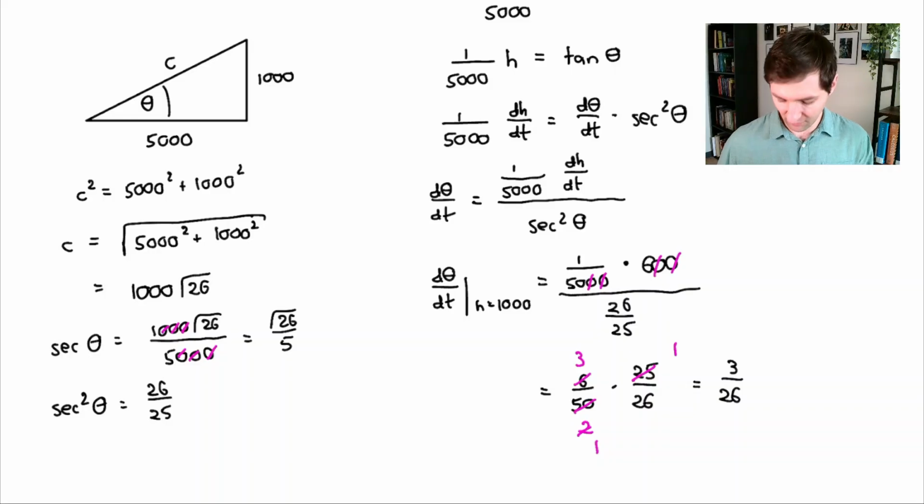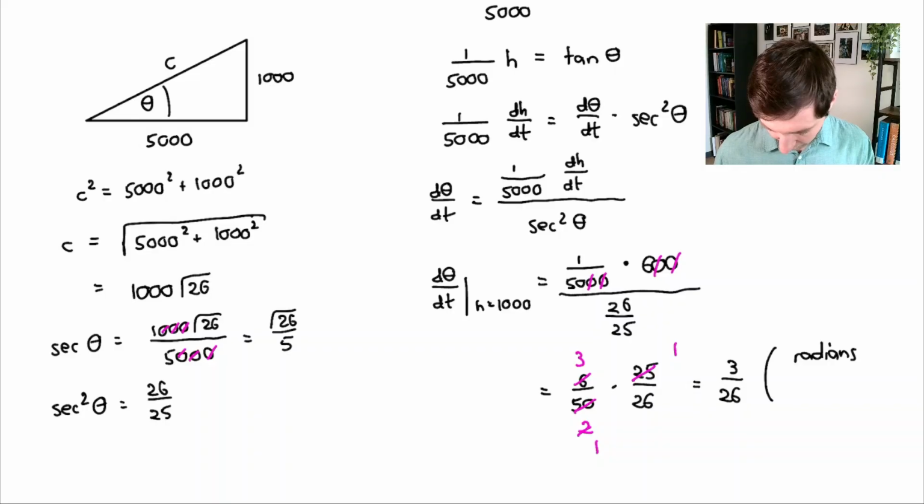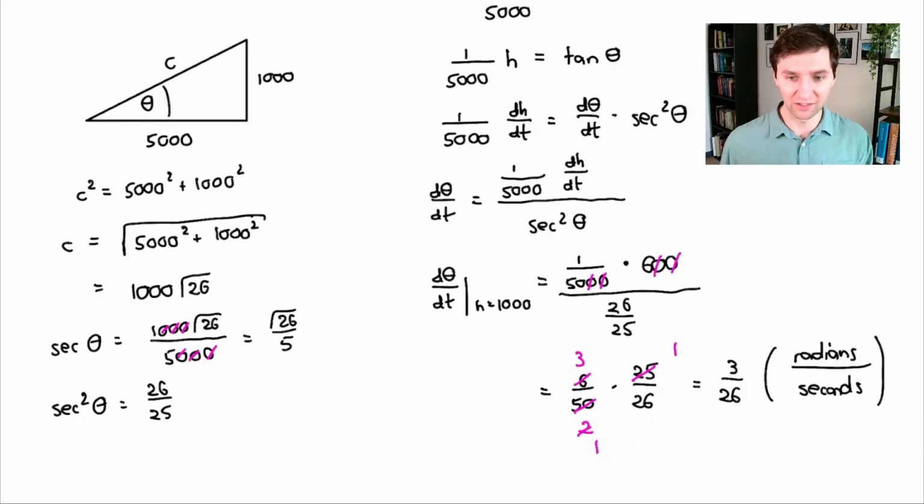The angle was measured in radians. The time was in seconds. So the units are radians per second.